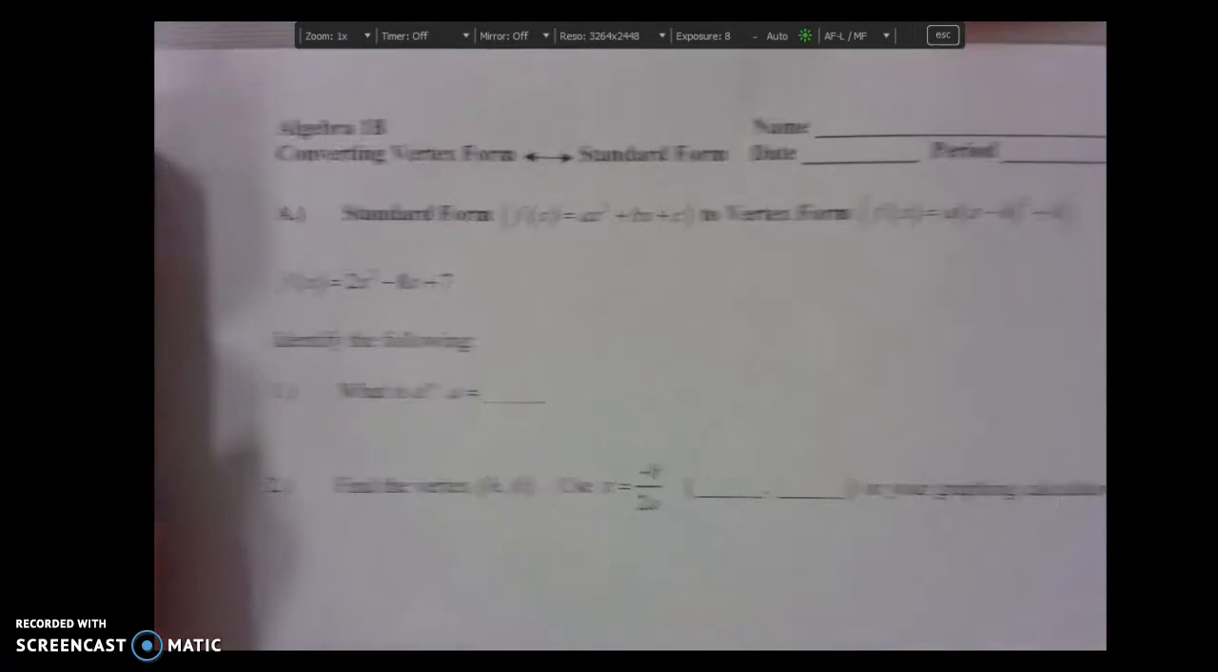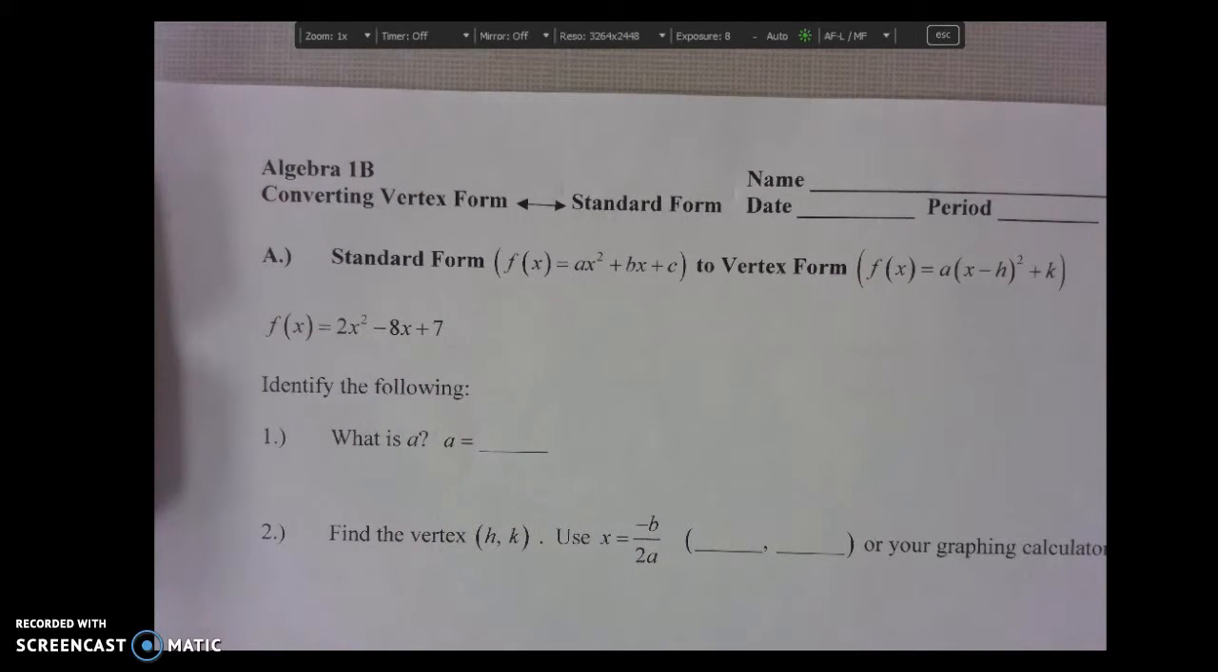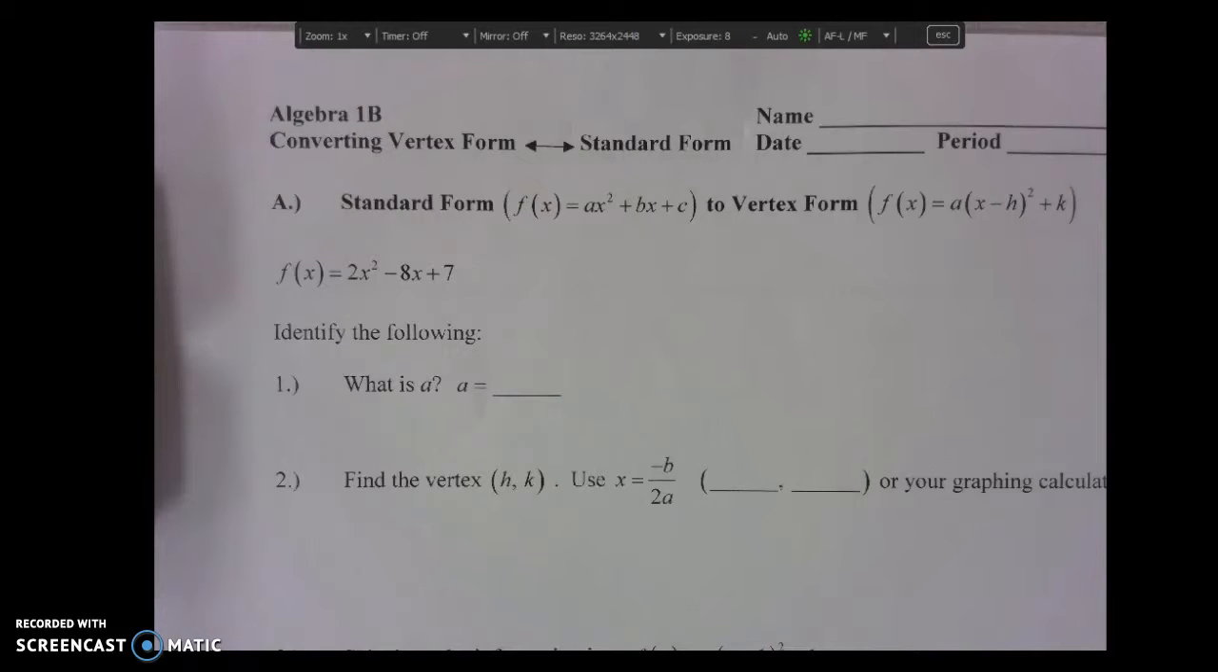Standard form to vertex form. You had this in our notes the other day, but we're going to review it again, and then we'll get to the other good stuff from today.